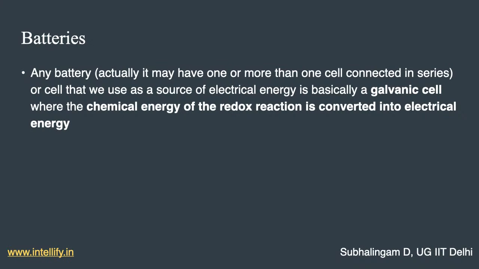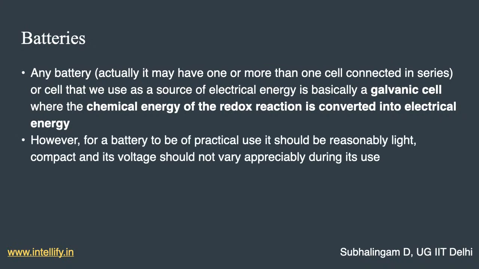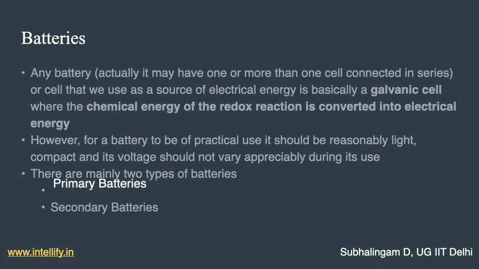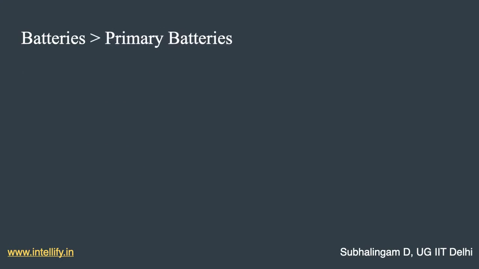Any battery or cell that we use as a source of electrical energy is basically a galvanic cell where the chemical energy of the redox reaction is converted into electrical energy. However, for a battery to be of practical use, it should be reasonably light, compact, and its voltage should not vary appreciably during its use. There are mainly two types of batteries, primary batteries and secondary batteries. So let's look at primary batteries first.